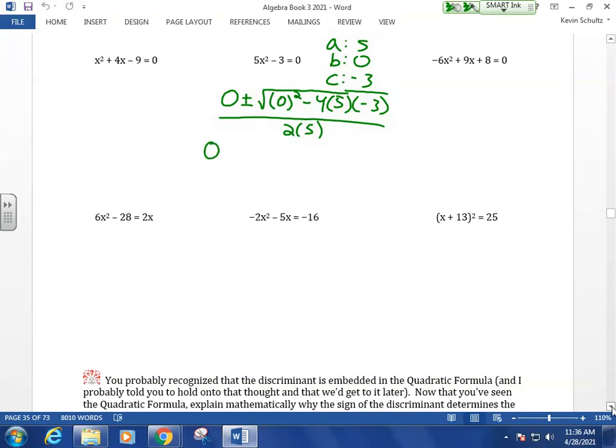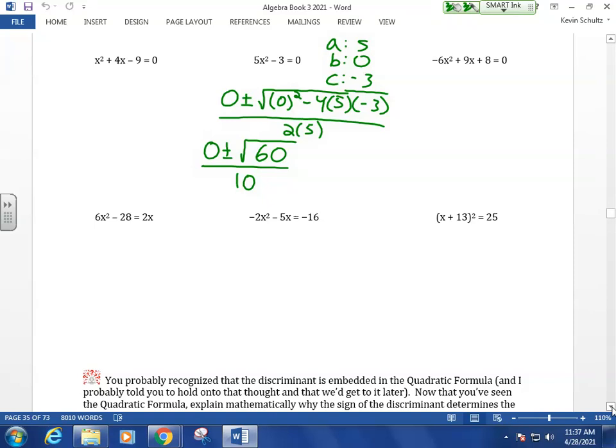Simplifying things, we've got 0 plus or minus the root. 0 squared is just 0, and then negative 4 times 5 times negative 3 is 60. So we have 0 plus or minus the root of 60 divided by 10. And lo and behold, 60 is not a perfect square. So this would mean that this would be a non-factorable equation here, which is why the quadratic formula is a good method to use.